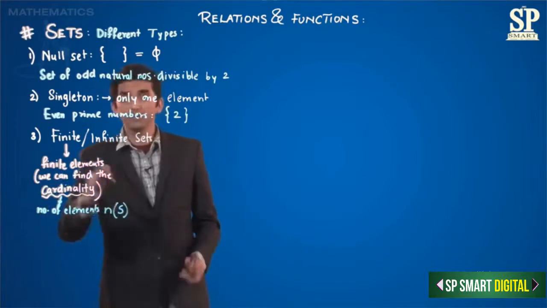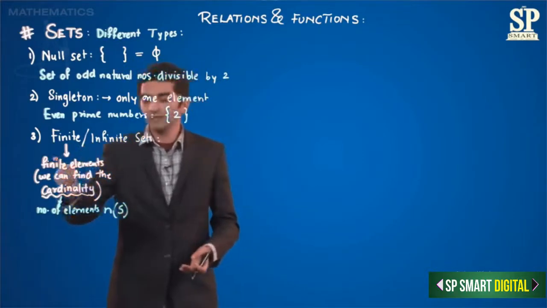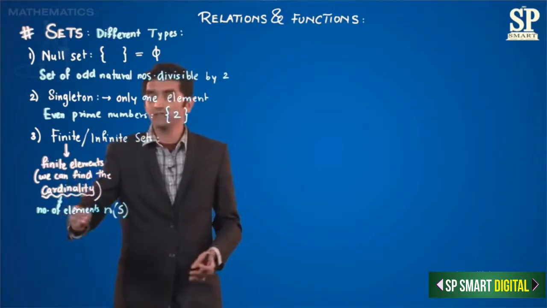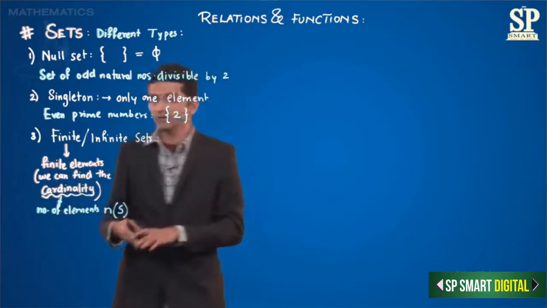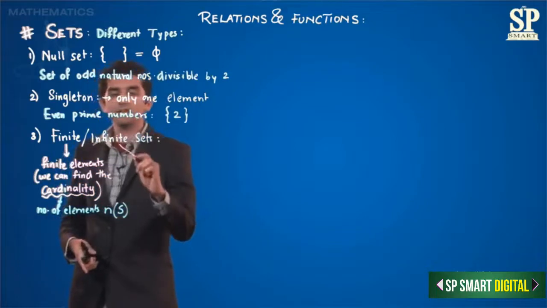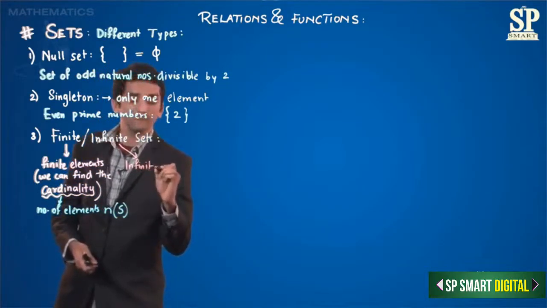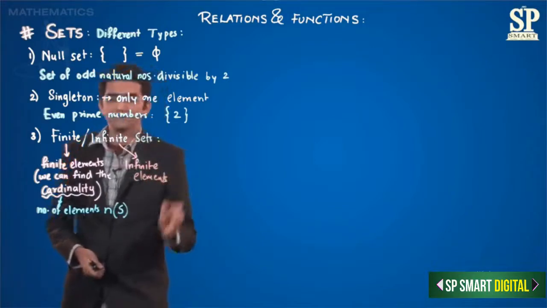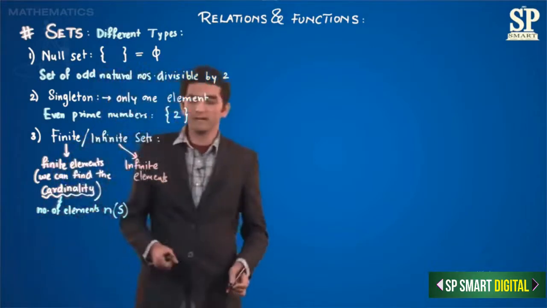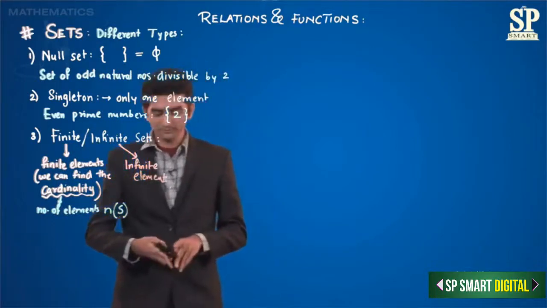And if we can find out the cardinality of a particular set, or if we know that the number of elements or the cardinality of a particular set is finite, it is called a finite set. And obviously, on the other hand, if we have infinite elements, then it becomes an infinite set. We have definitely seen n number of examples of finite sets. Let's see a few examples of infinite sets.